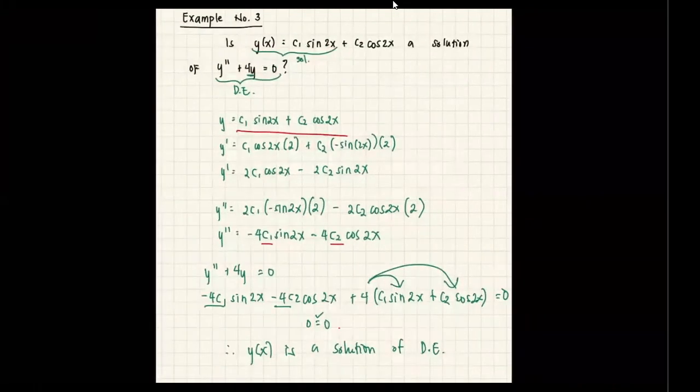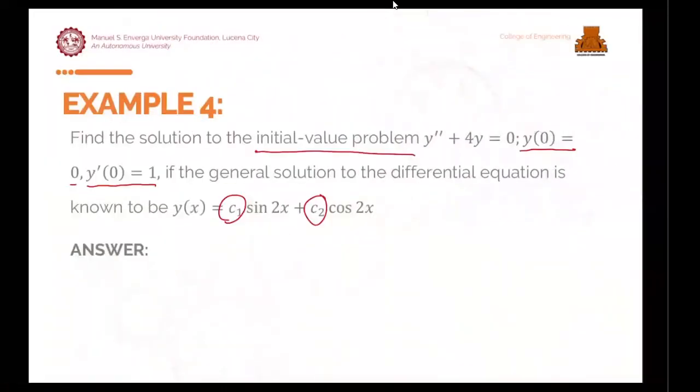Ngayon, ang pinapahanap sa atin ngayon is yung mismong value ng solution na to. Yung mismong value nitong solution na to kapag i-identify natin yung c1 and c2. Okay? So, paano natin magagawa yun? So, gamitin natin yung first initial condition. Sabi niya, y, kapag ang x is equal to 0, y is equal to 0.